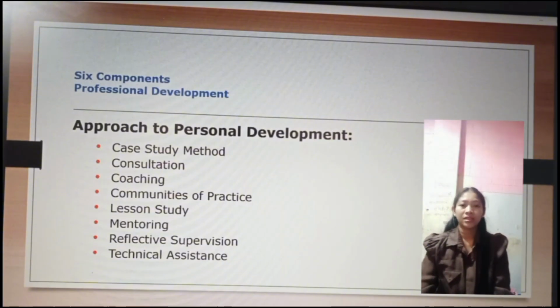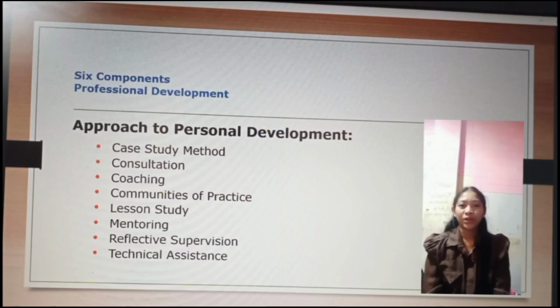Next, lesson study, a collaborative approach where teachers jointly plan, teach, observe, and refine lessons to improve their teaching practices. Example, a team of math teachers working together to design and teach a lesson on fractions, observing students' responses and making adjustments to the lesson based on their observations.